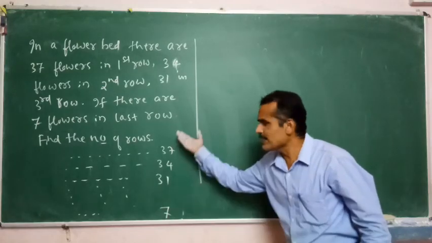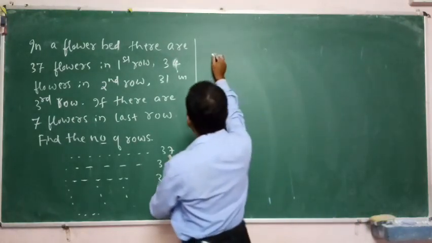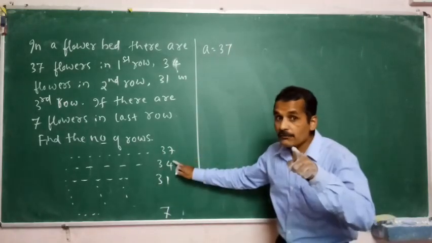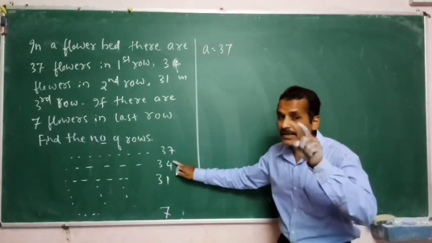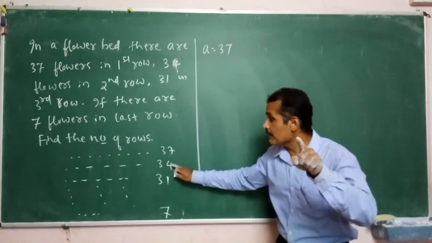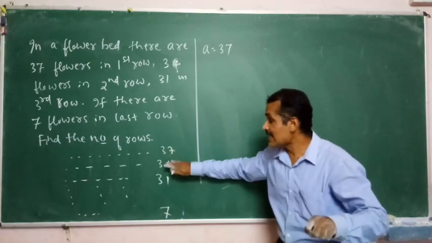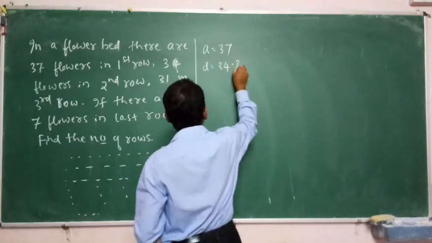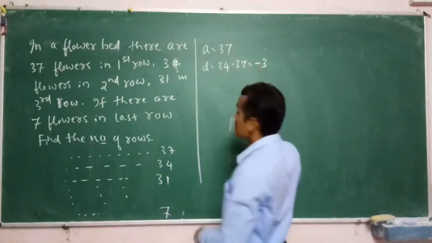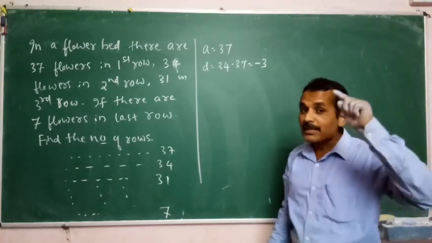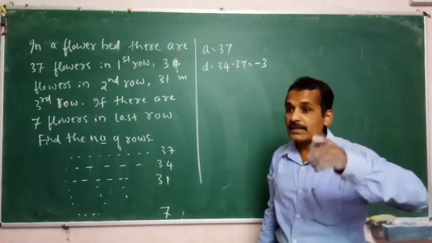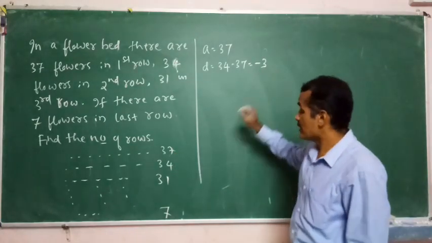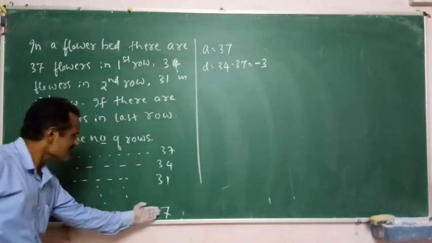Now you better understand what is what. A is equal to 37, the first row. Common difference: my dear children, you are making mistakes here. Common difference is second minus first. 34 minus 37. The answer is minus 3. I am repeatedly telling you, you are making the mistake in common difference. Second term minus first term: minus 3.